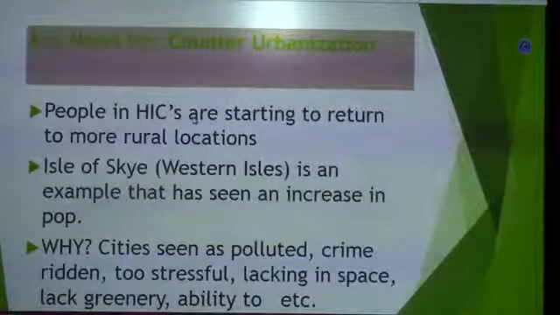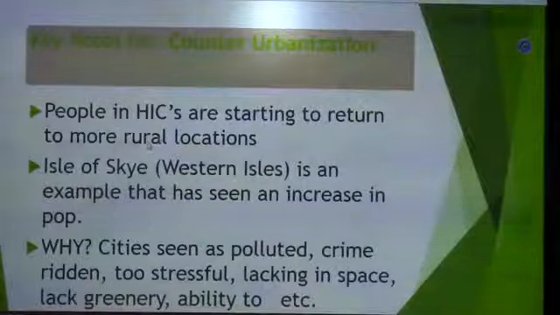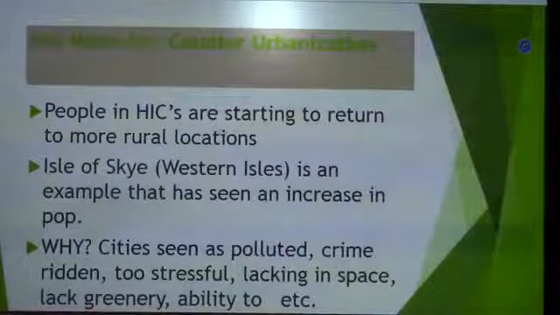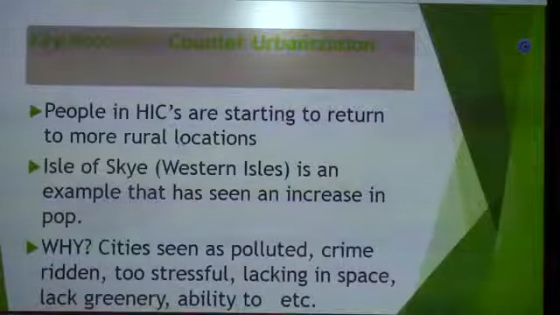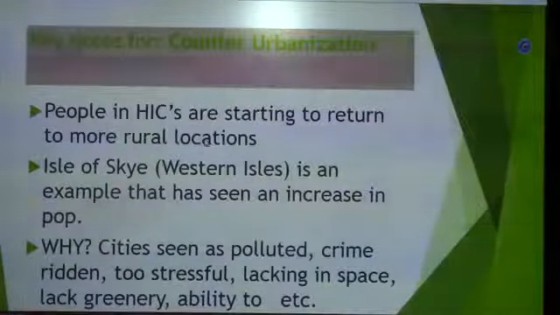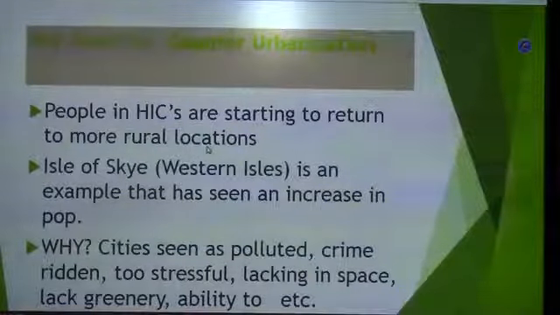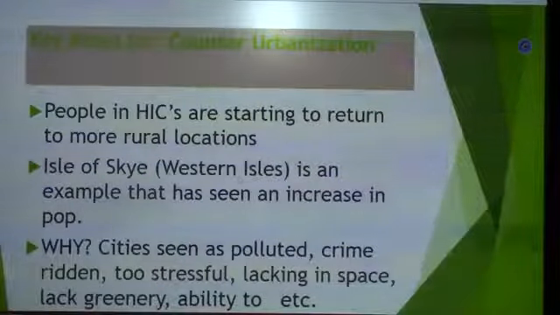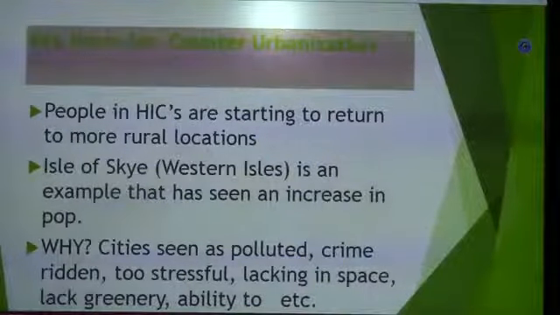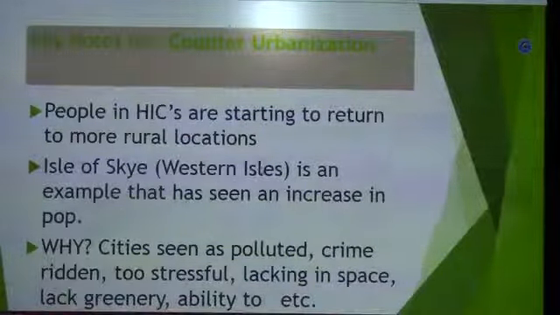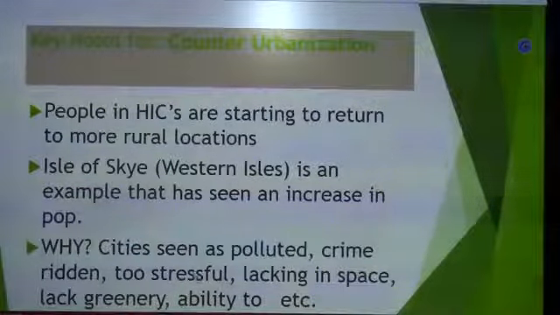Moving on then, counter-urbanisation. In high-income countries, we're now seeing a return to the rural areas. So over the past 100 or so years, we've seen people leaving the rural areas to the cities, and now it's actually going back to people wanting to relocate themselves to the rural areas. And the Isle of Skye, which funnily enough is in the Western Isles, was our example, because the Isle of Skye was one of the islands in the Western Isles which is bucking the trend. So we're seeing people now leave the cities of Edinburgh, Inverness, etc. and returning to the Isle of Skye.